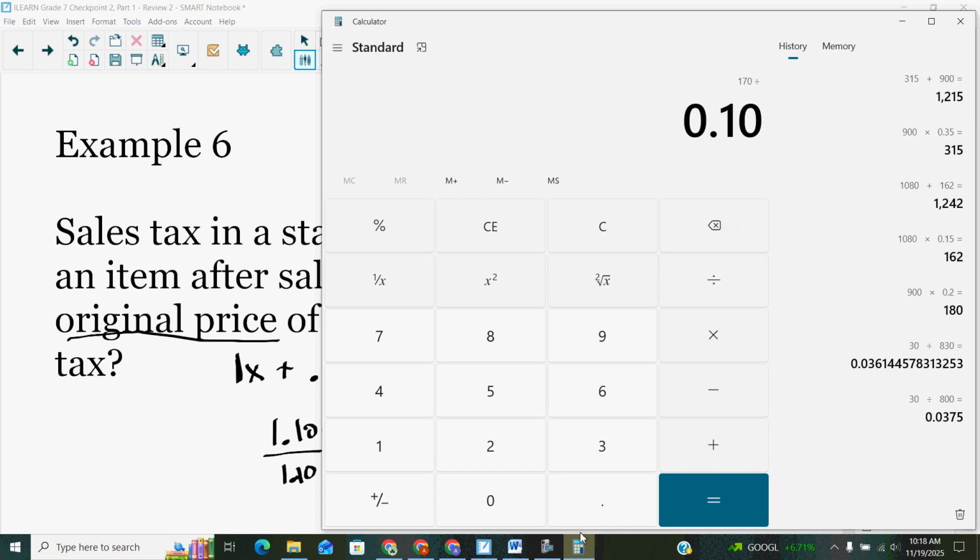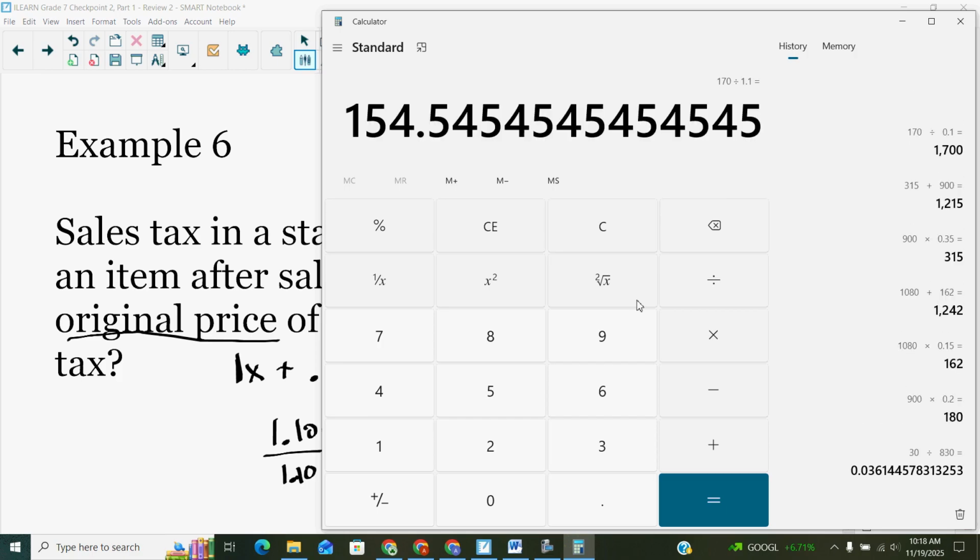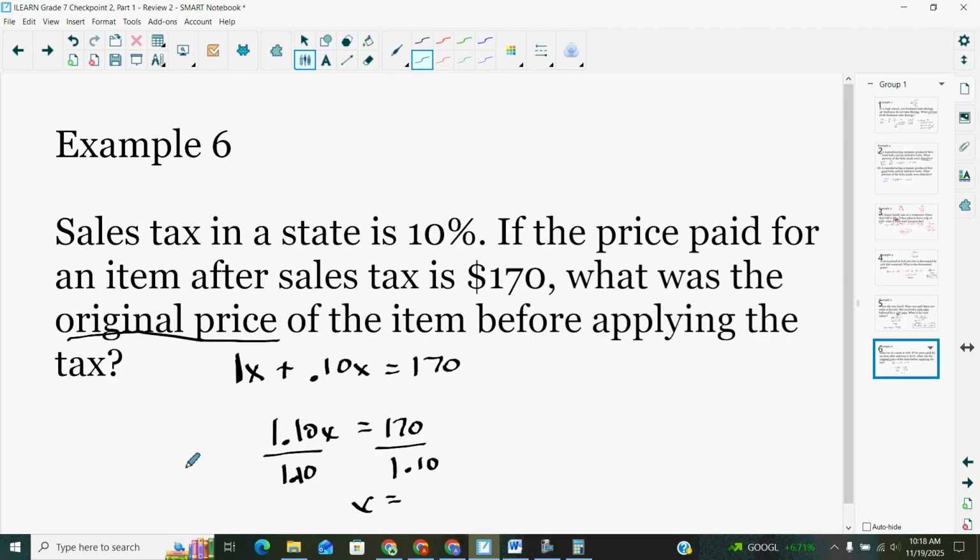Calculator problem here for sure. And I missed something there. 170 divided by 1.1. Golly, I missed the decimal point that time. 154.55. Round to the nearest cent. $154.55. Again, we want to make sure that we are answering the question asked, what was the original price? I made X the original price, so yes, there it is.